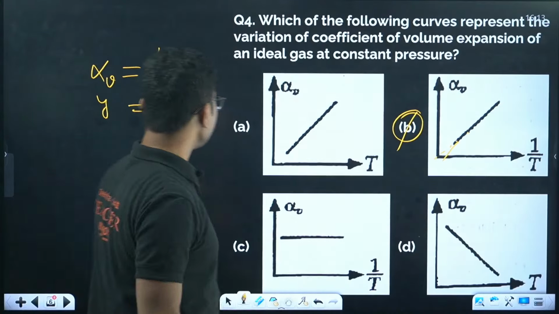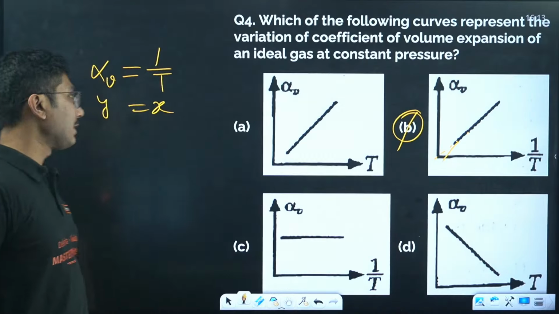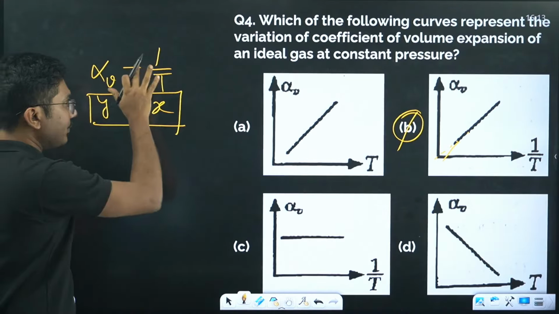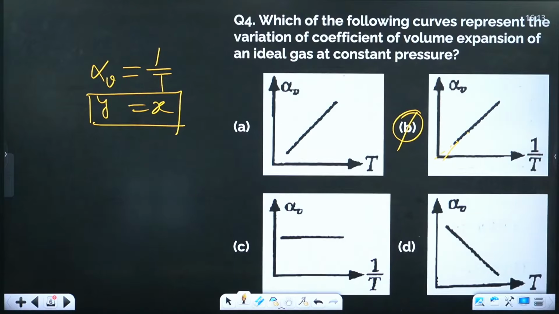Don't get confused. Alpha v is 1 by T, but that does not mean it will be a constant graph. You need to always try to find the equation and then find the graph. You can then easily answer the question.